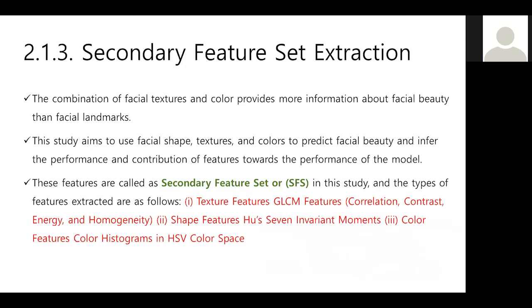From previous literature, it is obvious that only facial landmarks and facial ratios cannot be used to provide good results when predicting facial beauty. This study aims to use facial shape, textures, and colors to predict facial beauty and infer the performance and contribution of features towards the performance of the model. These features are called a secondary feature set, or SFS, in this study, and the types of features extracted are as follows.